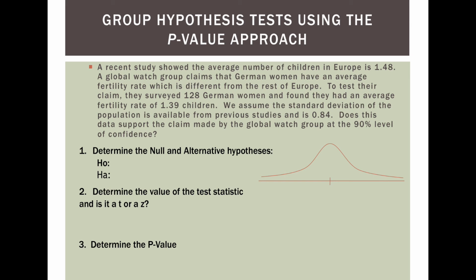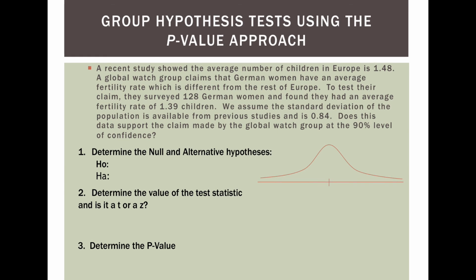Okay, a recent study showed the average number of children. The Global Watch Group claims that for German women, their fertility rate is different. So let's talk about the number we're challenging. The number we're challenging is 1.48. This is an average, right? So we would say mu equals 1.48.